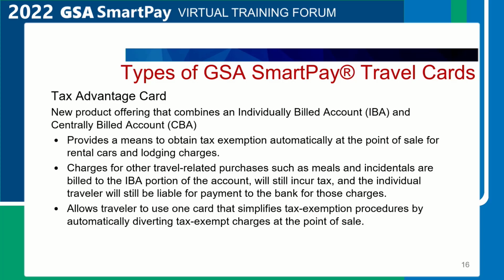Other charges, such as your meals and incidentals, remain on the card for the cardholder to voucher for and seek reimbursement from the agency, while in turn paying the bank directly or by split disbursement. The tax advantage card functions as both a CBA and IBA, but it's just all in one card. And GSA is constantly working with the hotel and rental car community to strengthen their knowledge of the tax advantage card, hoping to pave the way for this exemption process to be smoother.